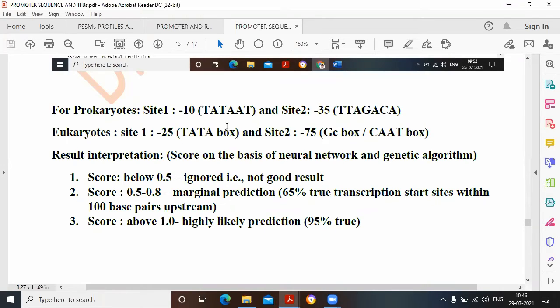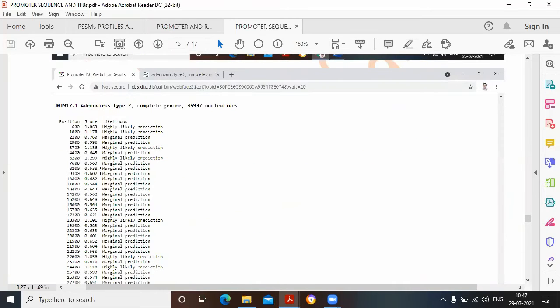So if you provide a prokaryotic sequence, the software keeps these strings of alphabets in mind and tries to find out wherever these particular sequences occur in your provided sequence. If you provide a eukaryotic gene sequence, the software studies whatever sequences are present at these particular positions, and finally this way it gives the result.